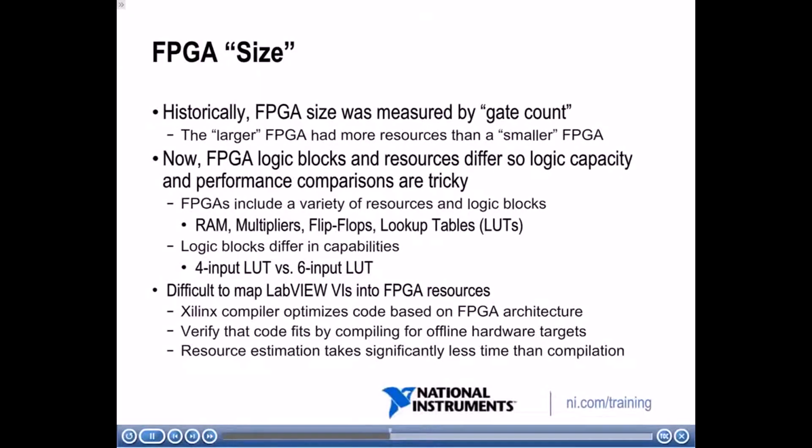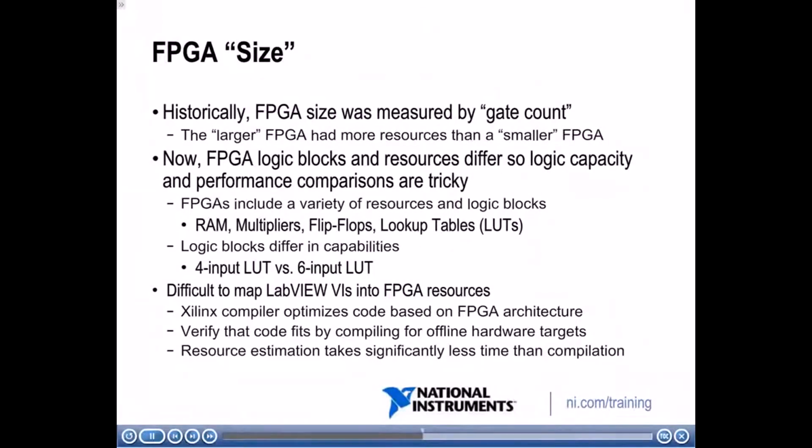So for example, now FPGAs might have specialized blocks. So some might have more multipliers, some might have more block RAM and things like that. So it's not a straight comparison anymore. Also, the logic blocks might differ in capabilities. So one FPGA might use 4 input lookup tables, and the other one actually uses 6 input lookup tables, which can do more. So it's difficult to just look at one spec and look at the gate count, and having that determine how powerful an FPGA is.